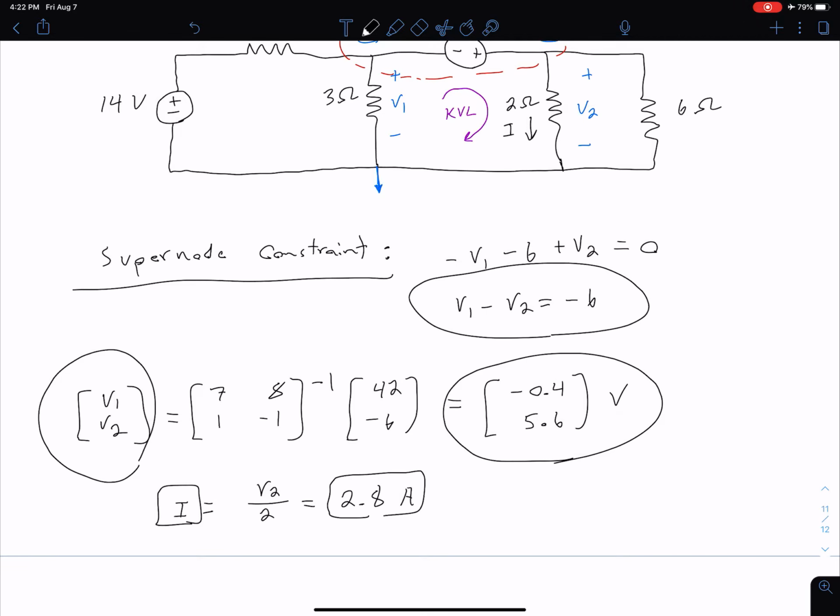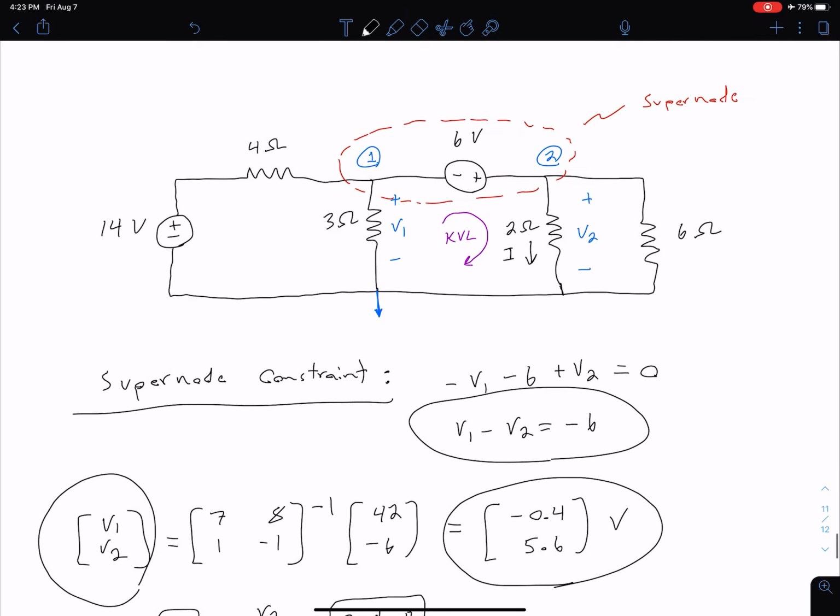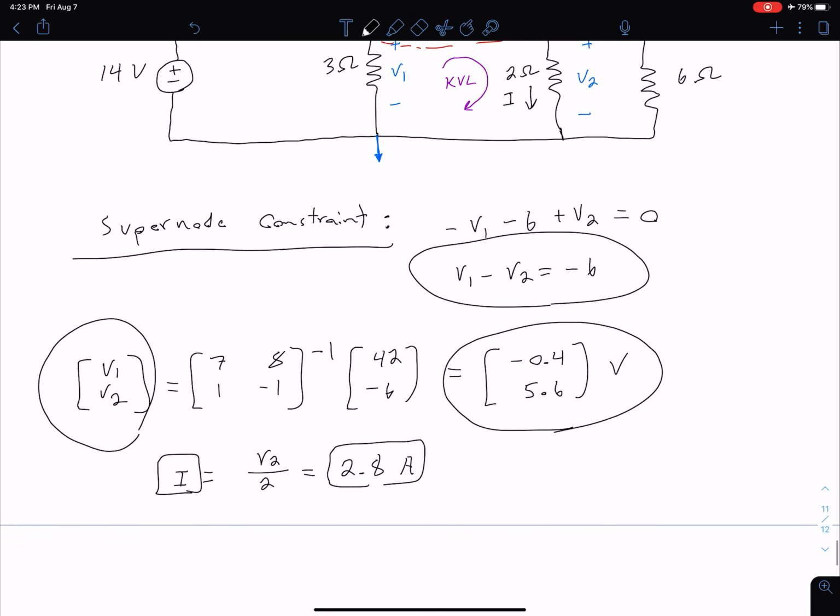Okay, so this example showed us how we can use a supernode if we ever run into a case like this, where we have only a voltage source that's between two essential nodes where neither of those two nodes is the reference node. If anybody has any questions about when to use a supernode or how to use a supernode, please don't hesitate to let me know.